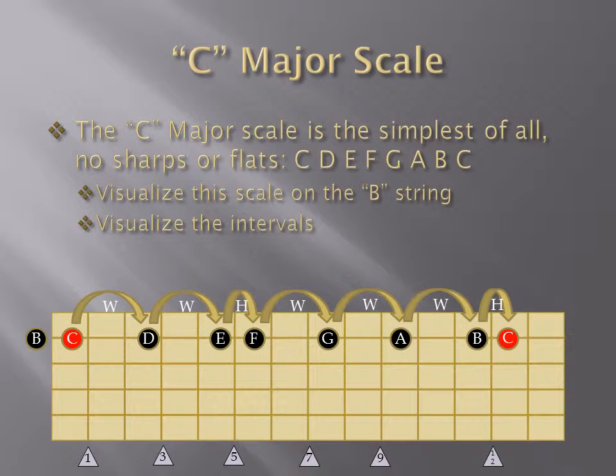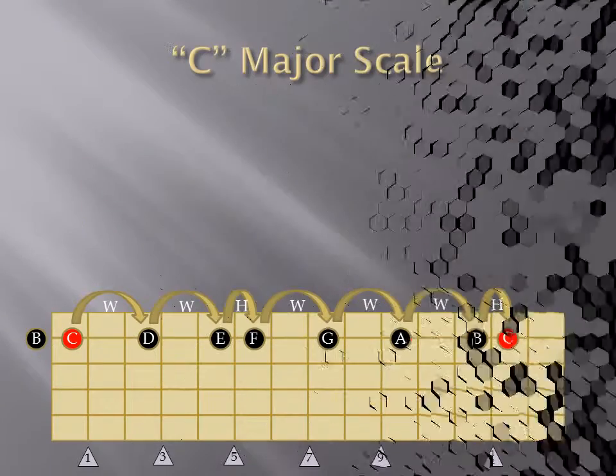The B string is your second to highest string. C is the root, which is why that's red. It jumps a whole, or two frets, up to D, jumps another whole up to an E at the 5th fret, jumps one half of a tone to an F, then it goes whole, whole, whole, half, from F to G to A to B and back again to C, again that being the root.